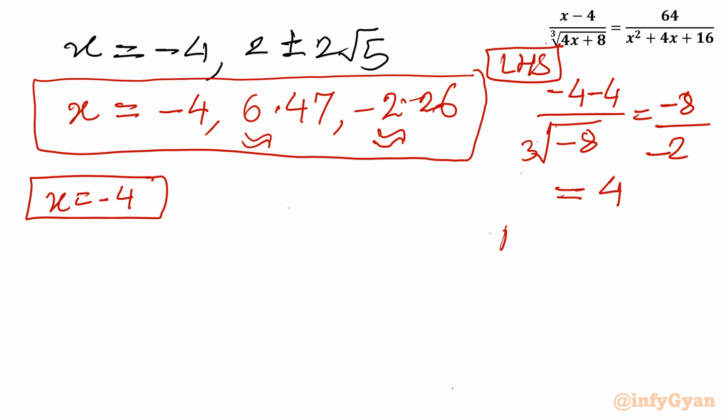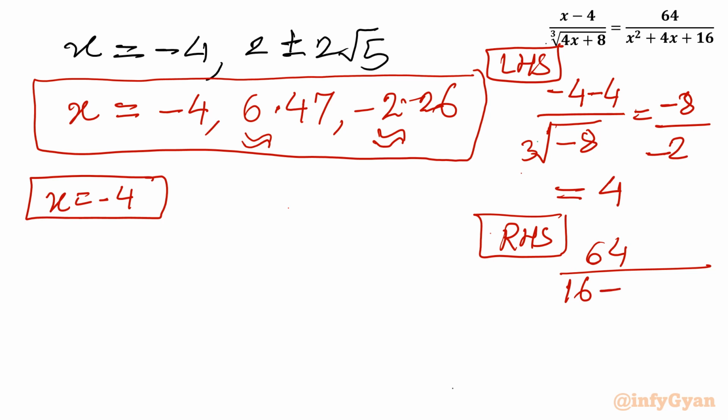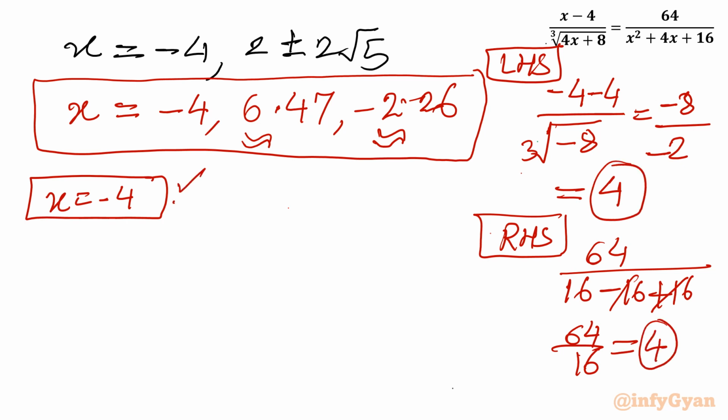What about the RHS? Let us check. 64 over minus 4 whole square, 16. Minus 4 times 4, minus 16 plus 16. I can cancel one pair of 16 with plus and minus sign. Now 64 over 16, it will be 4. Both sides are the same. So this value is verified. If you want to check this irrational value also, 2 plus minus 2 square root 5, you can verify it is true.